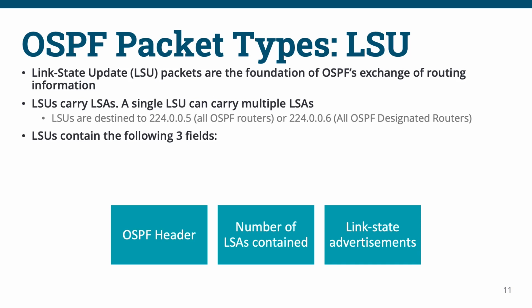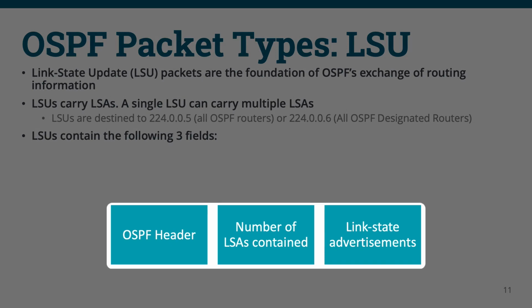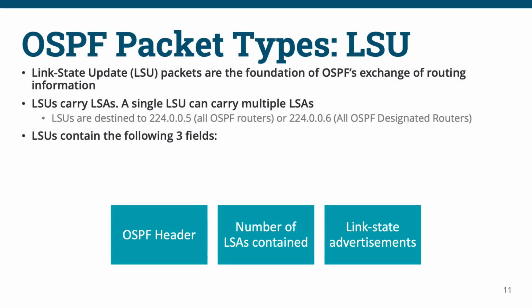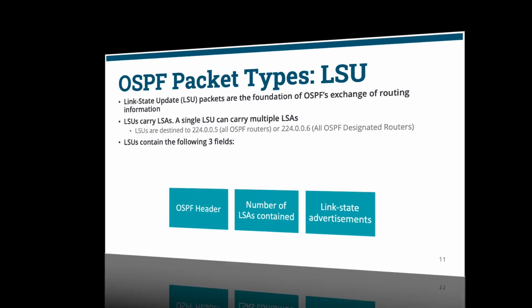The packet format of the LSU is similarly simple to the LSR. It simply contains a field that gives the number of LSAs that the LSU is transmitting, and then includes the full details of each LSA. So let's see what this looks like at the raw bits.